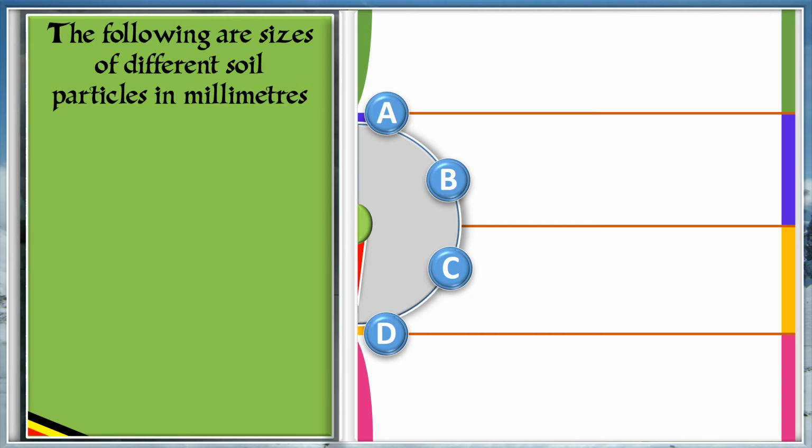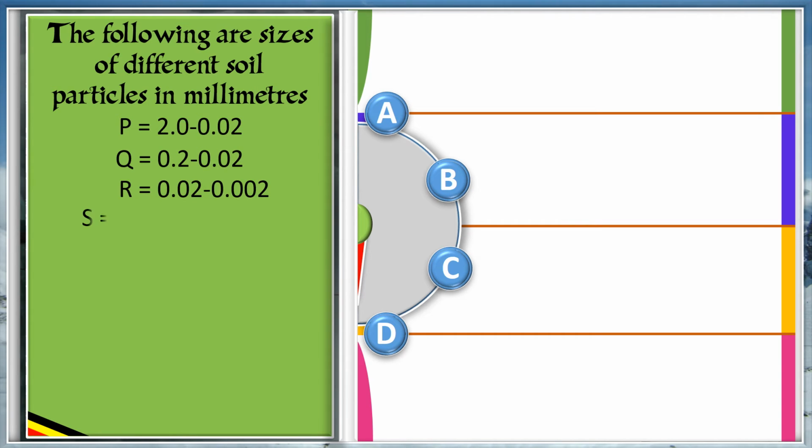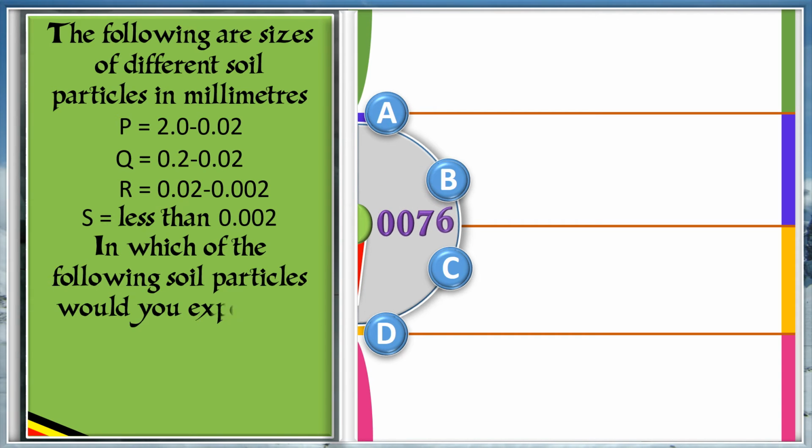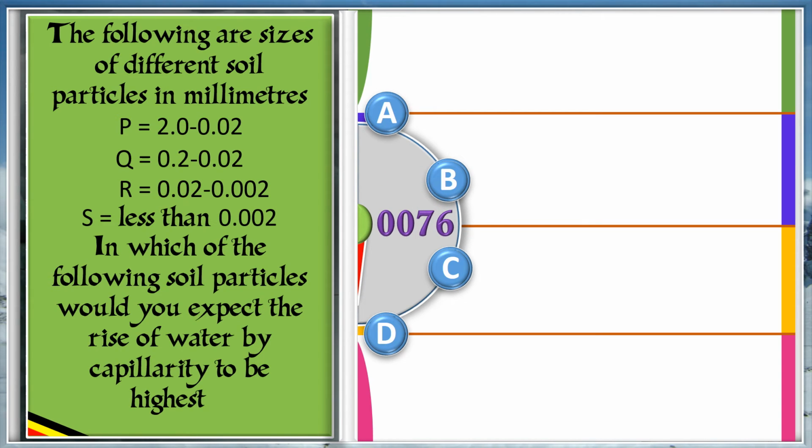The following are sizes of different soil particles in millimeters. P equals from 2.0 to 0.02. Q, 0.2 to 0.02. R, 0.02 to 0.002. S, less than 0.002. In which of the following soil particles would you expect the rise of water by capillarity to be highest?